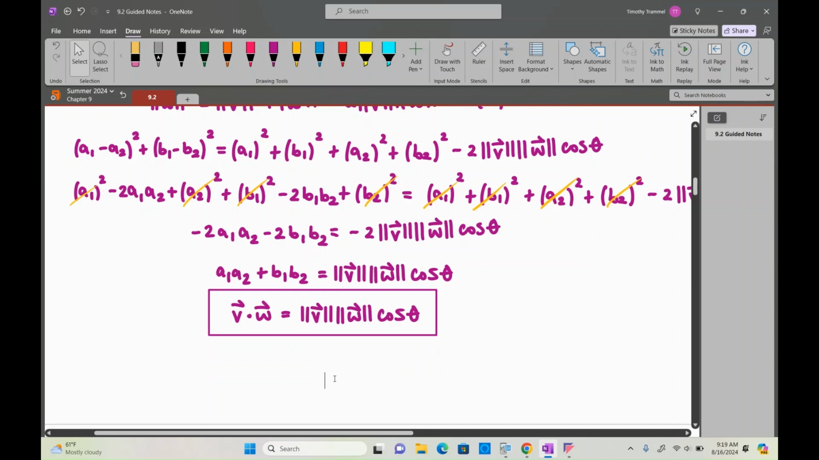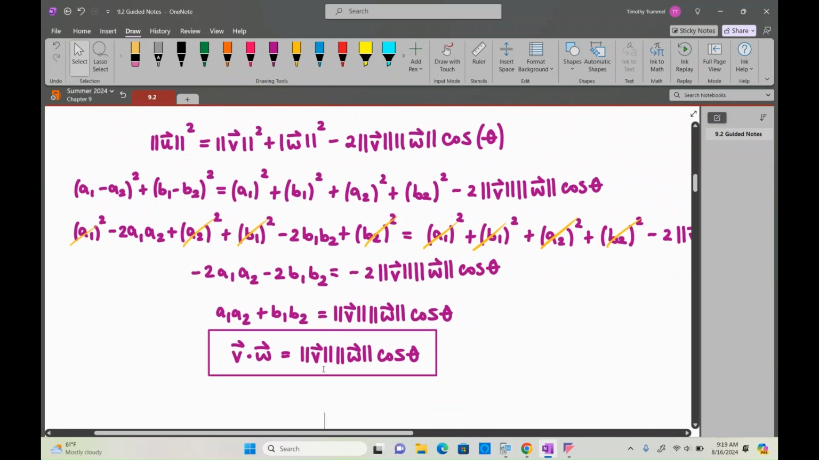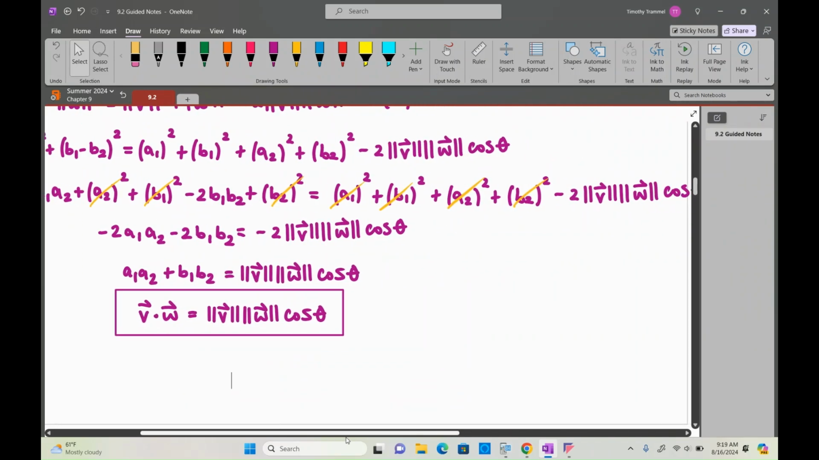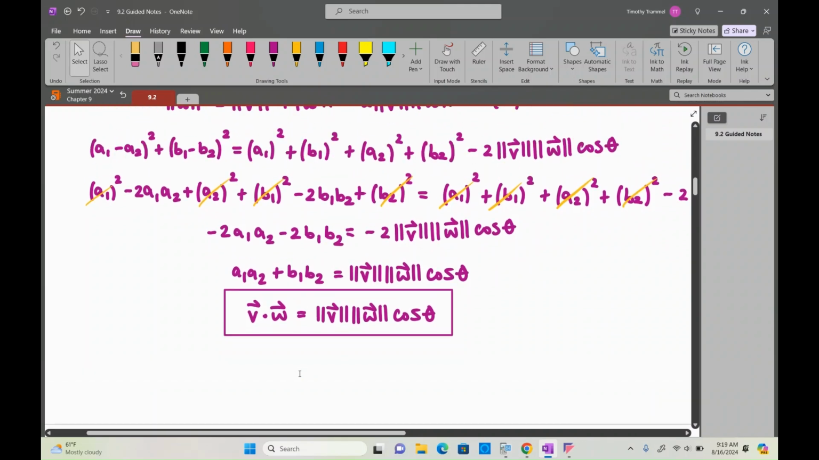You could find the magnitude of V, find the magnitude of W, multiply those things, and then multiply by the cosine of the angle in between them. That would give you V dotted with W. But this isn't what we were looking for. We were looking for the angle between these two. So I need to do a little bit more work here.